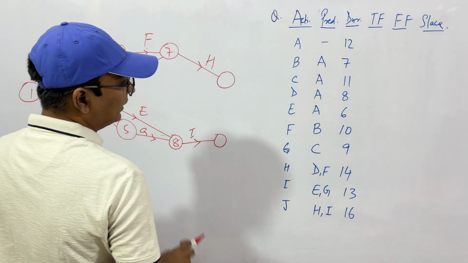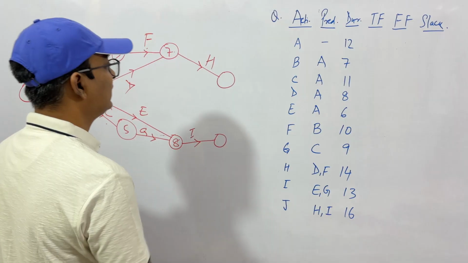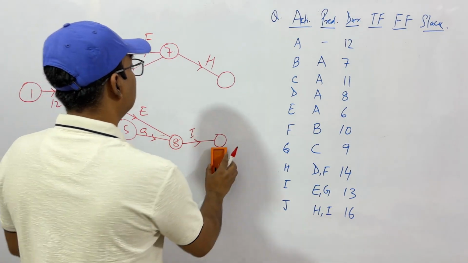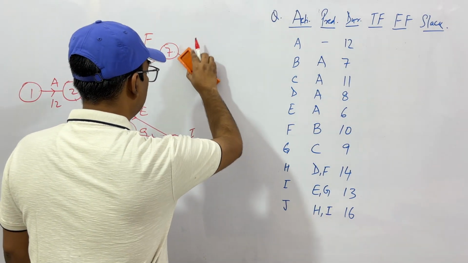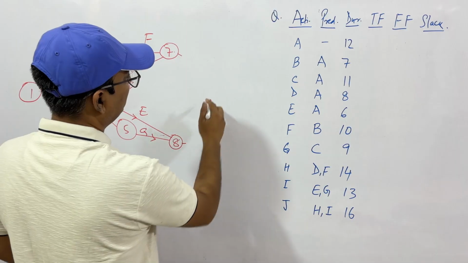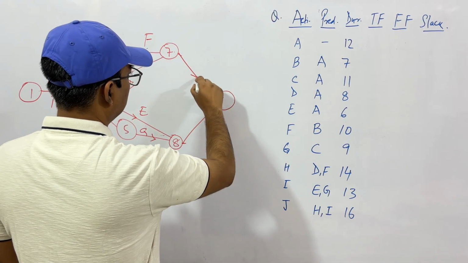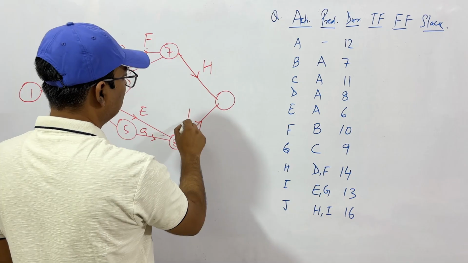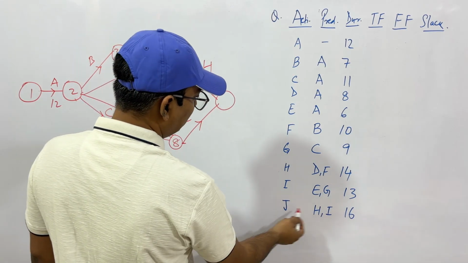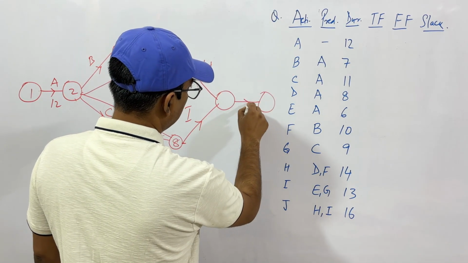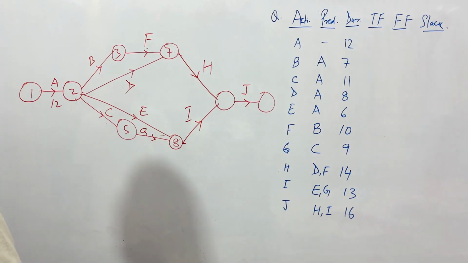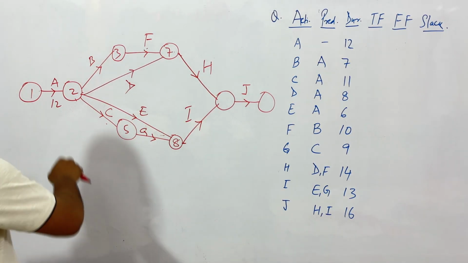Now after H and I you have J. So H and I come to one event, see, this and this. This is your H, this is your I. And after this we have J. Okay, so this is a neat figure. We'll have to renumber it.